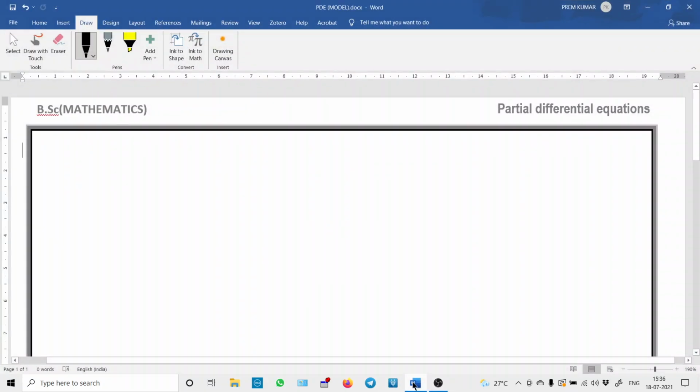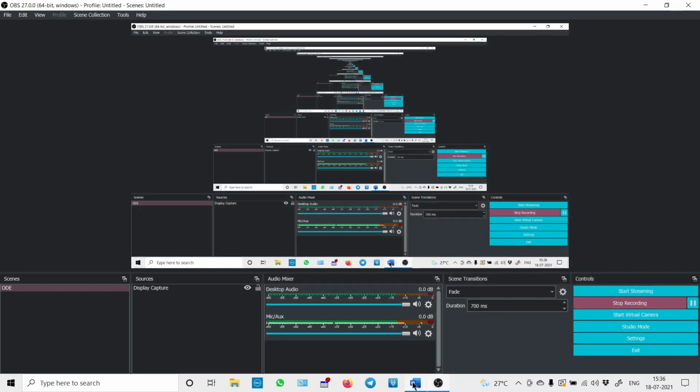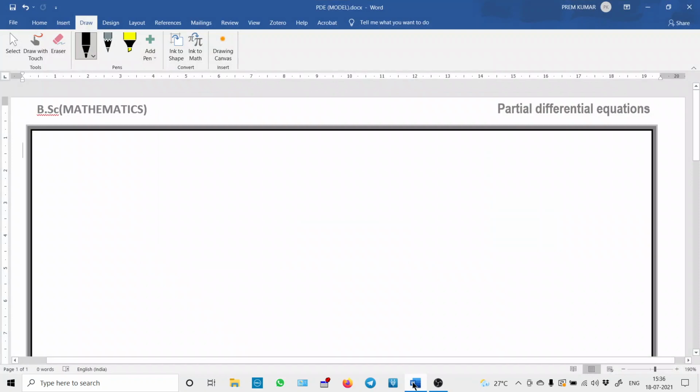Dear students, in this session we are going to discuss how to find the solutions of partial differential equations of very simple type. That is the first topic we are going to discuss.